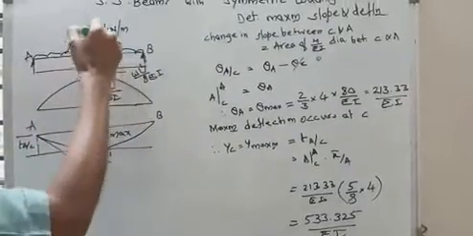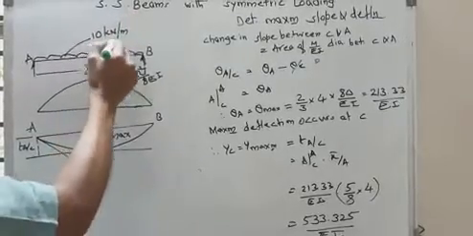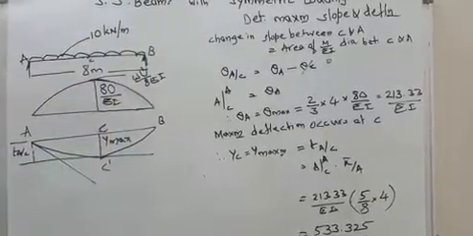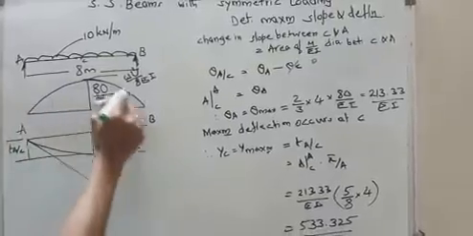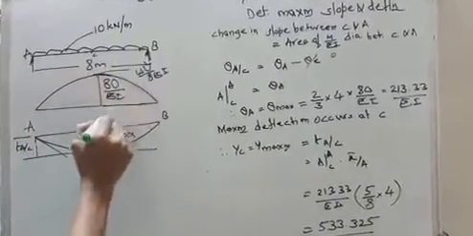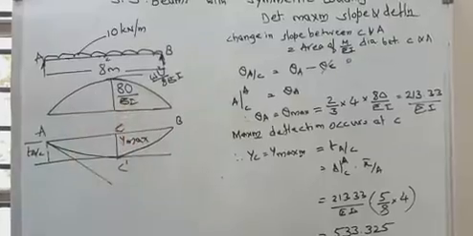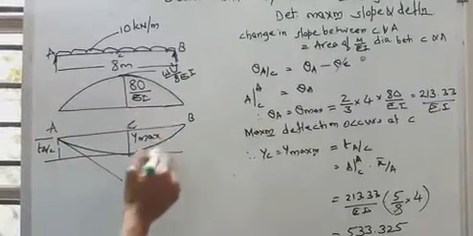Say it is carrying a UDL over the entire span. The intensity is 10 kN per meter. It is symmetrically loaded, so you know that this is the bending moment diagram. It is WL square by 8EI. If you calculate this, 80 by EI it comes. This is the deflected shape or elastic curve.